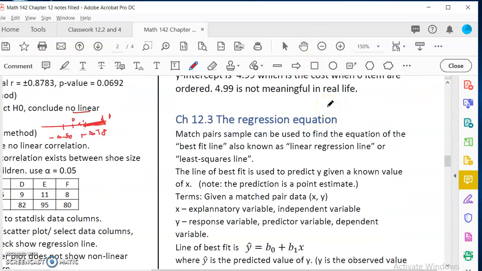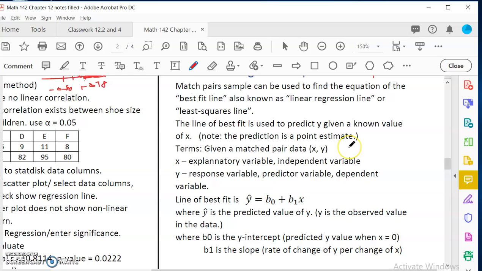So let's go back to look at the regression equation. We want to find the equation that passes through or is close to all the points, so that we can call it the trend line. Sometimes we call it the best fit line, sometimes the least squares line, sometimes the linear regression line. In this book we use linear regression a little bit more.